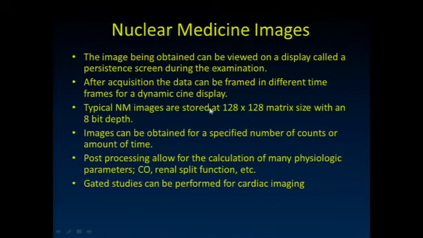Nuclear medicine images are typically much lower resolution, maybe a 128 by 128 matrix, quite a bit lower than we had in CT, and certainly much lower than in plain film imaging. And usually we acquire them for a specified number of counts or a specified amount of time. And we can do a lot of post-processing since we save that temporal information. We've got that time information as well, so we can calculate ejection fraction, cardiac output, a renal split function, all those kinds of things, really imaging that physiology.